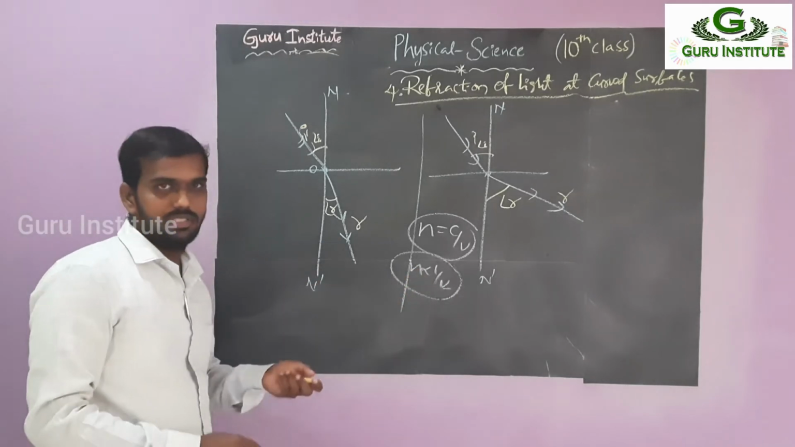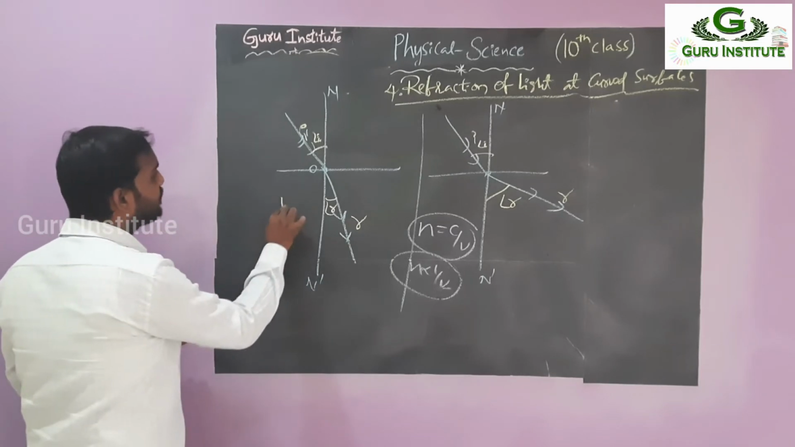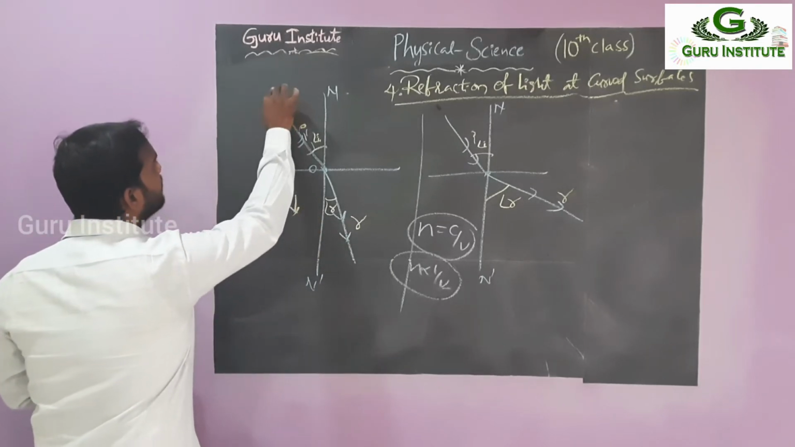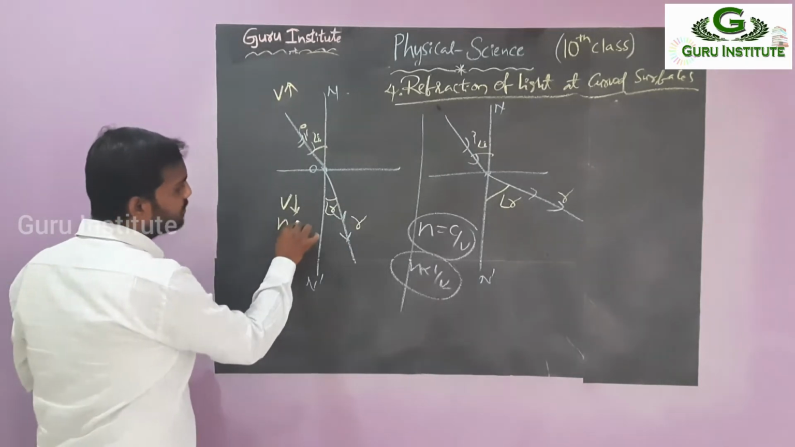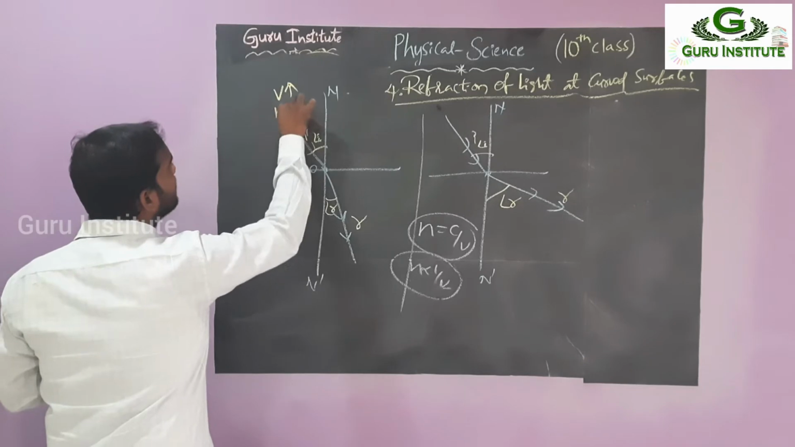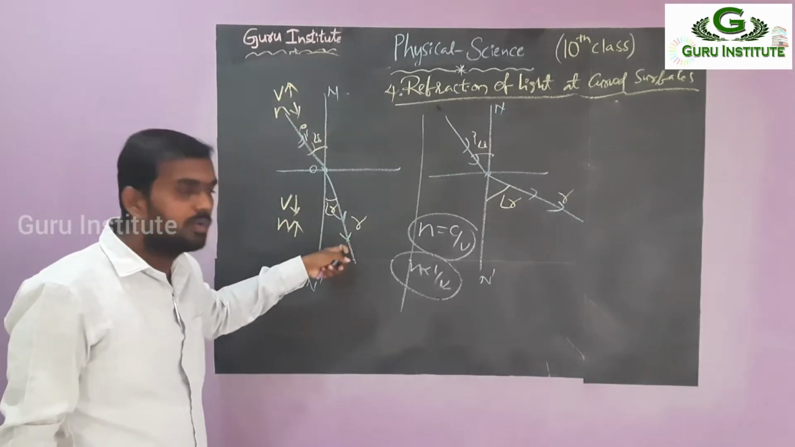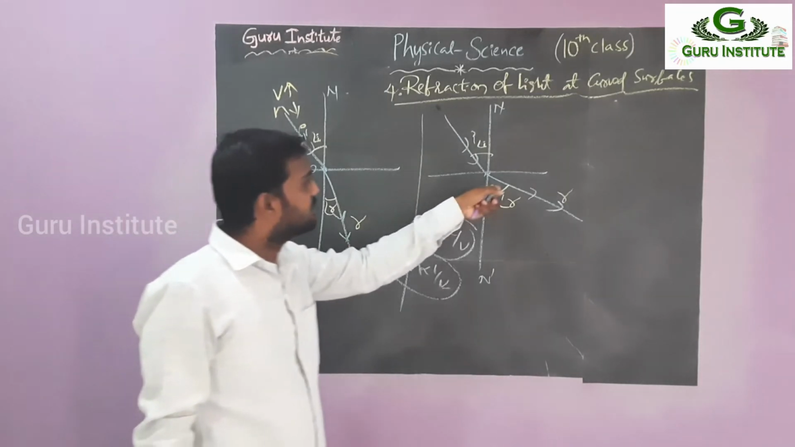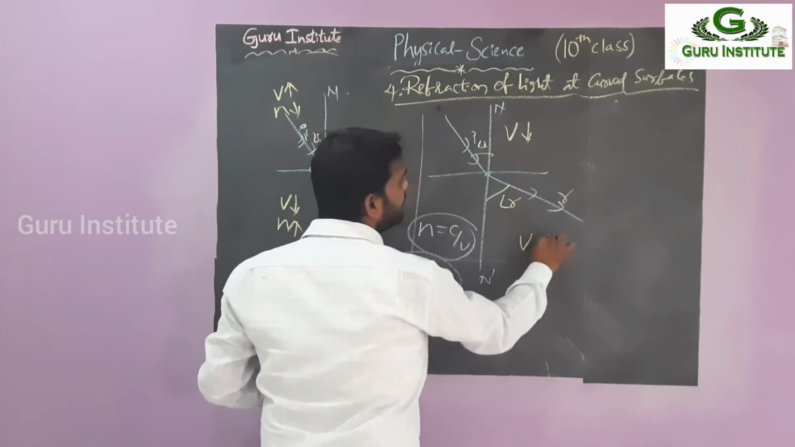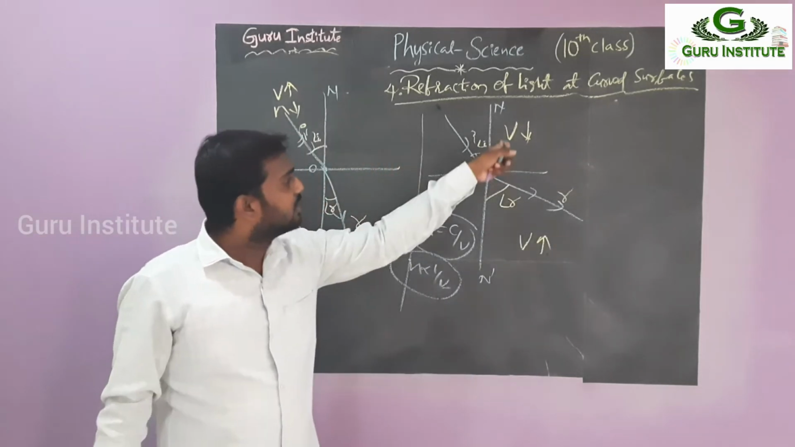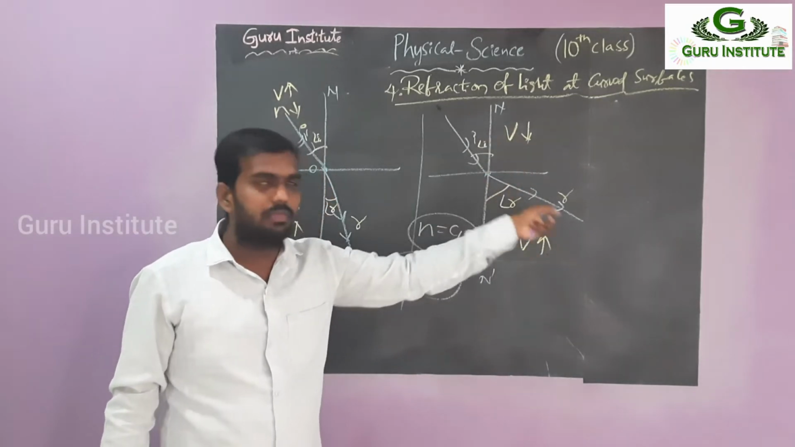So bending towards means here the value of V is less. In this medium, the value of V is more. So V is less means N is more, and here N is less. It moves from a high velocity medium and enters into a low velocity medium. It is bending towards the normal. The other case is completely opposite. Low velocity medium to high velocity medium. Velocity means speed. Speed of light is less here, speed of light is more here. So less to more, it is bending far away.